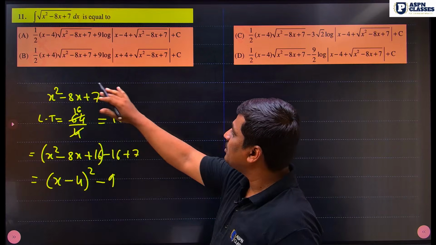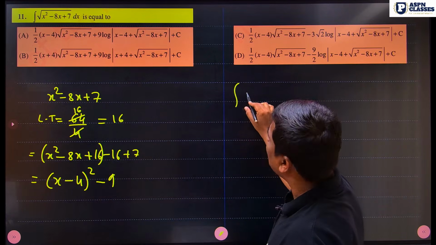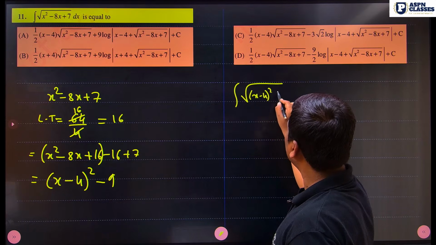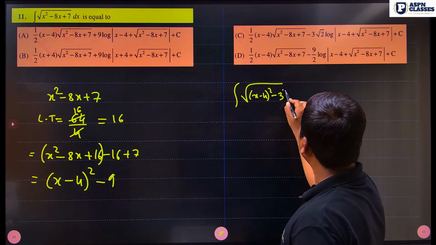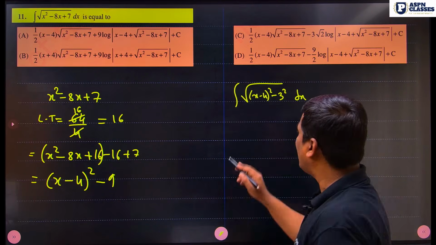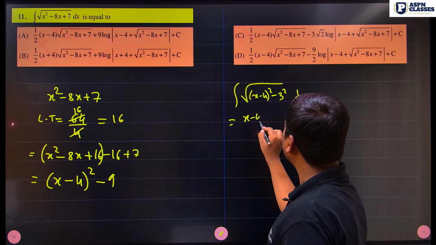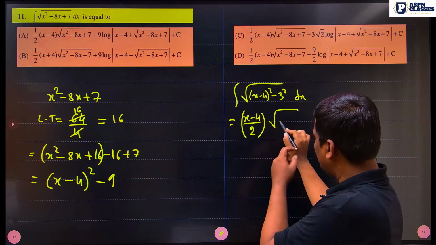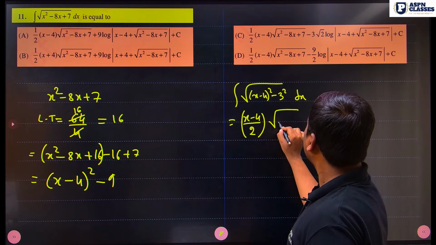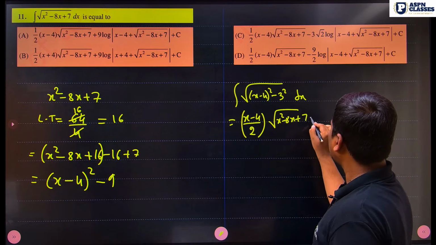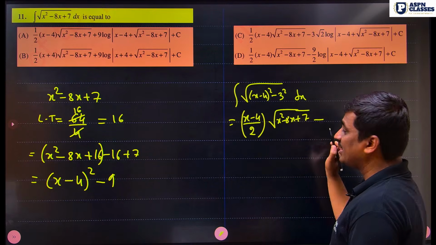So now you need to paste it in the question. Integration of square root of x minus 4 whole square minus 9, it means right here 3 square, dx. x square minus a square, so apply the first formula now. X minus 4 divided by 2. Okay, here it is the question again. What is the question? X square minus 8x plus 7. Then there is a minus sign.